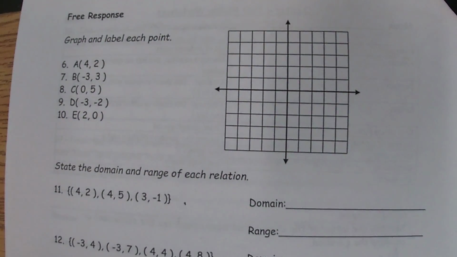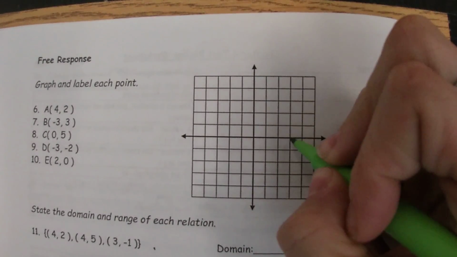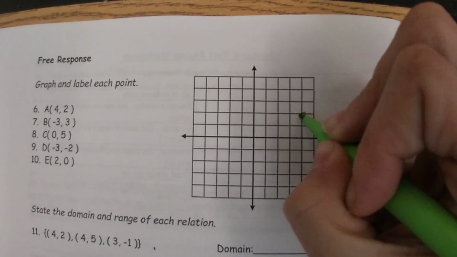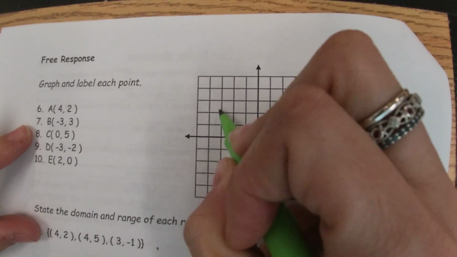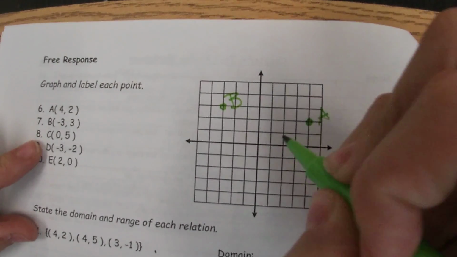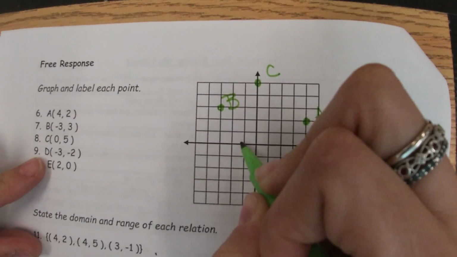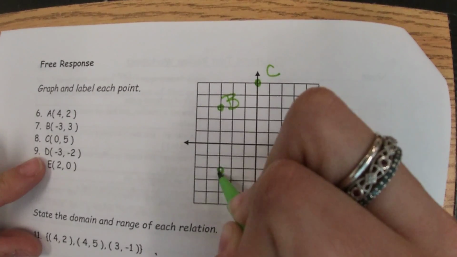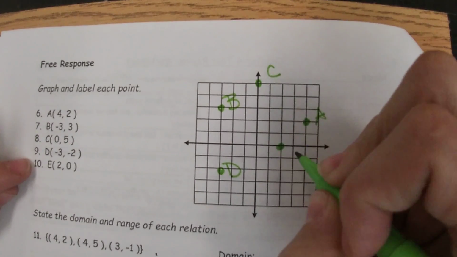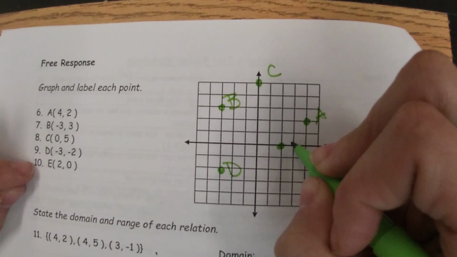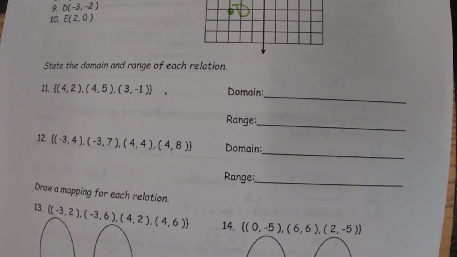Okay, 6 through 10, we're going to plot points here. So we'll plot the point 4, 2. 1, 2, 3, 4. Make sure we label it. B is -3, 3. C is 0, 5. D is -3, -2. And E is 2, 0. Make sure you're okay on 8 and 10, on C and E, because those were some of the most points missed on the quiz, just getting those flip-flopped and backwards.